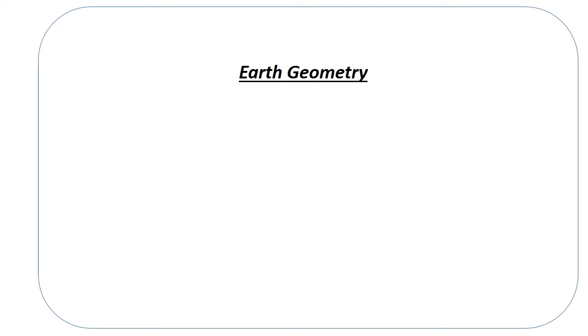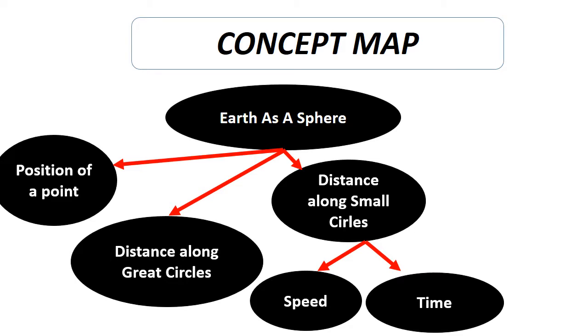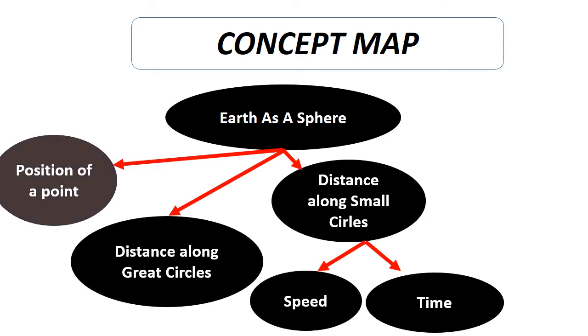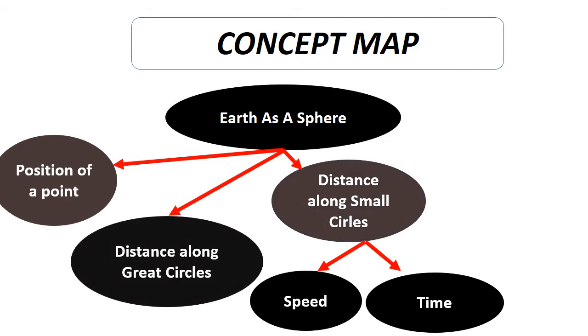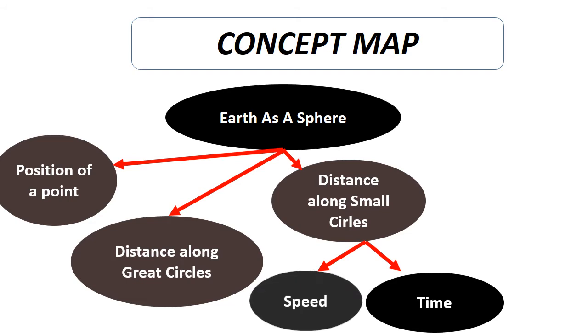Welcome to this topic, Earth geometry. The way we're going to discuss this topic, we're going to first study the Earth as a sphere. We are going to take a look at various parts of this sphere. Once we get done, we're going to take a look at position of a point. Then we'll move to distance along small circles and distance along great circles. Then we'll end this topic with speed and time.